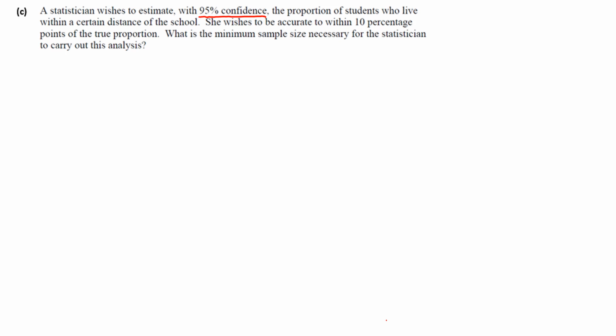The statistician wishes to estimate with 95% confidence the proportion of students who live within a certain distance of school. She wishes to be accurate within 10 percentage points. What that actually means is 10%. So she wants the margin of error to be less than or equal to 10%. That's basically what it's saying.